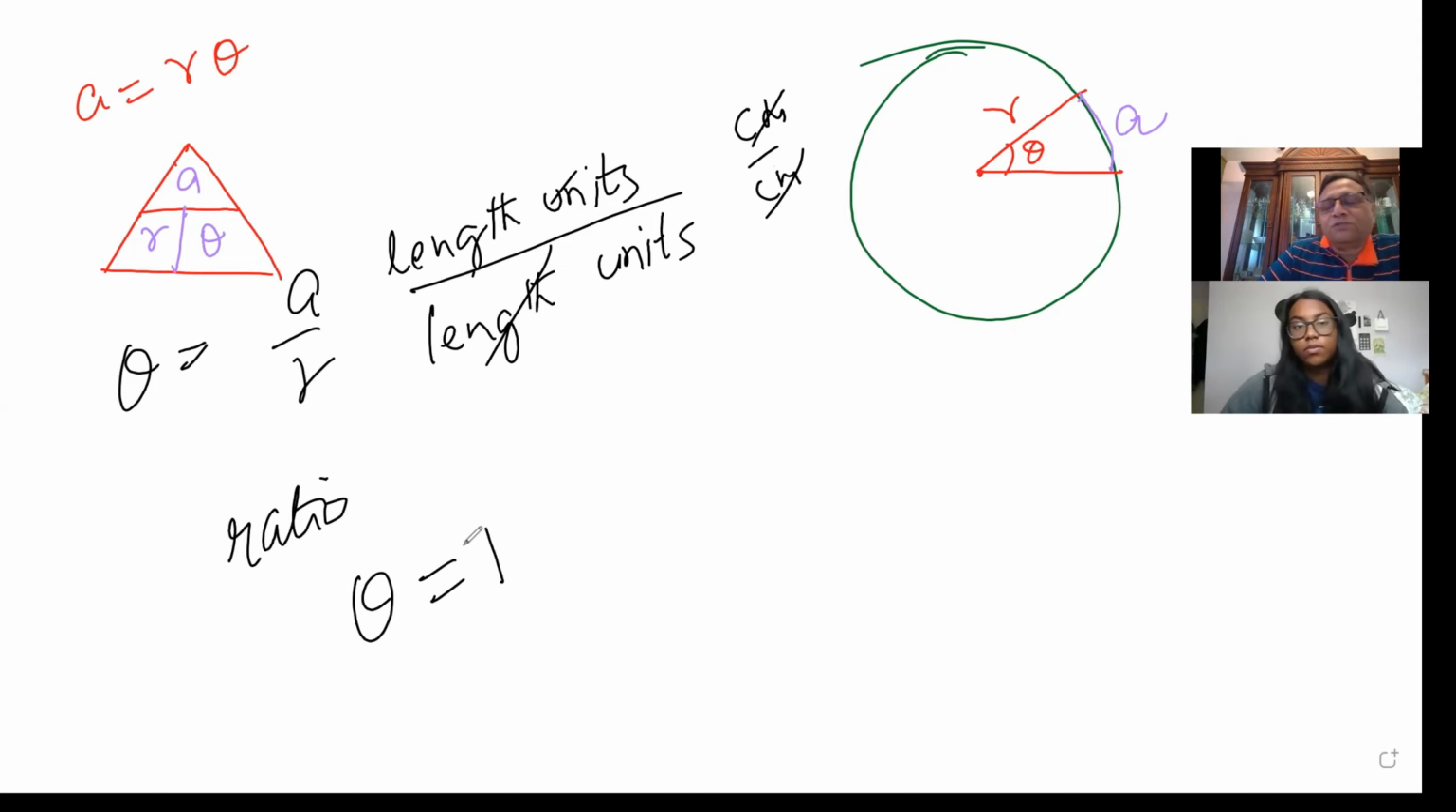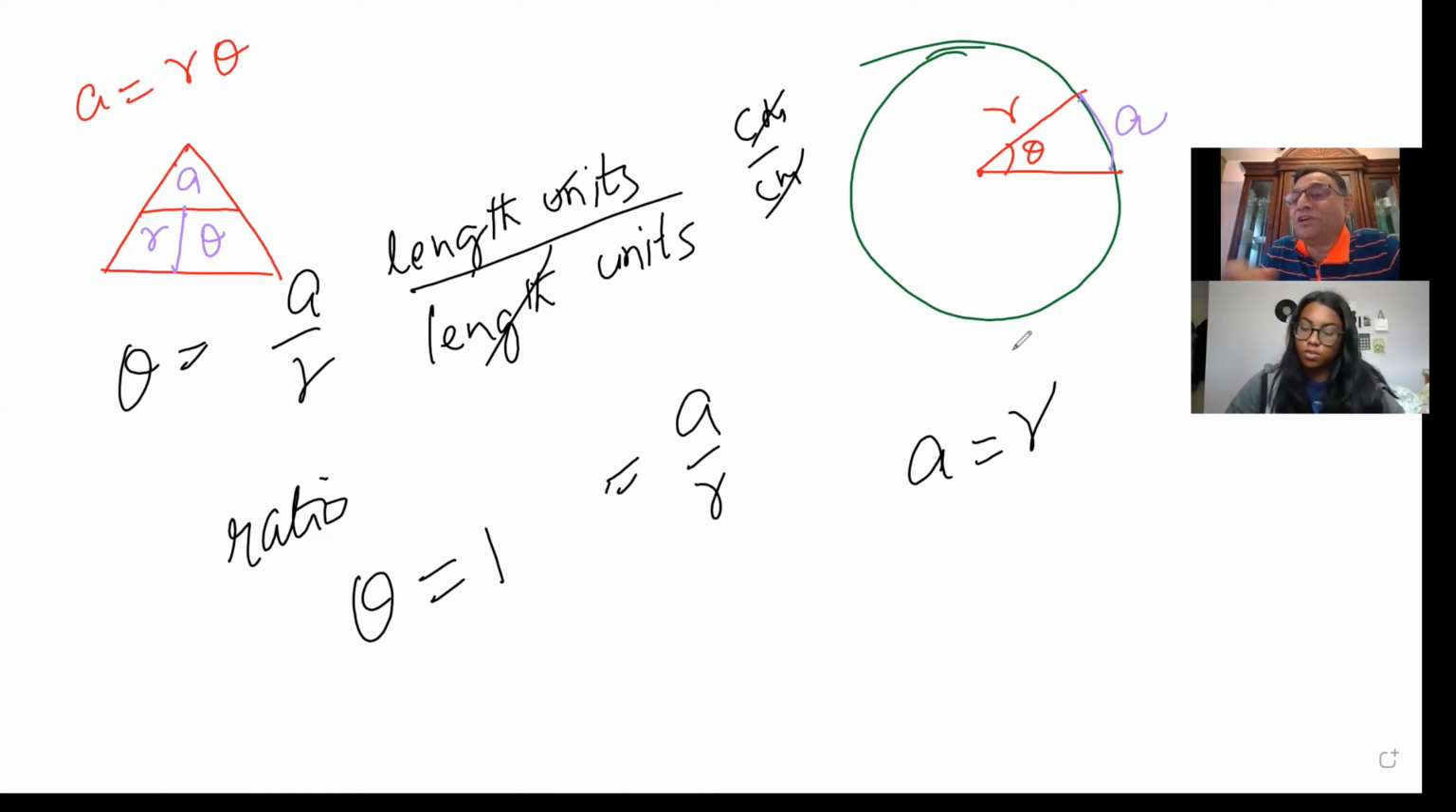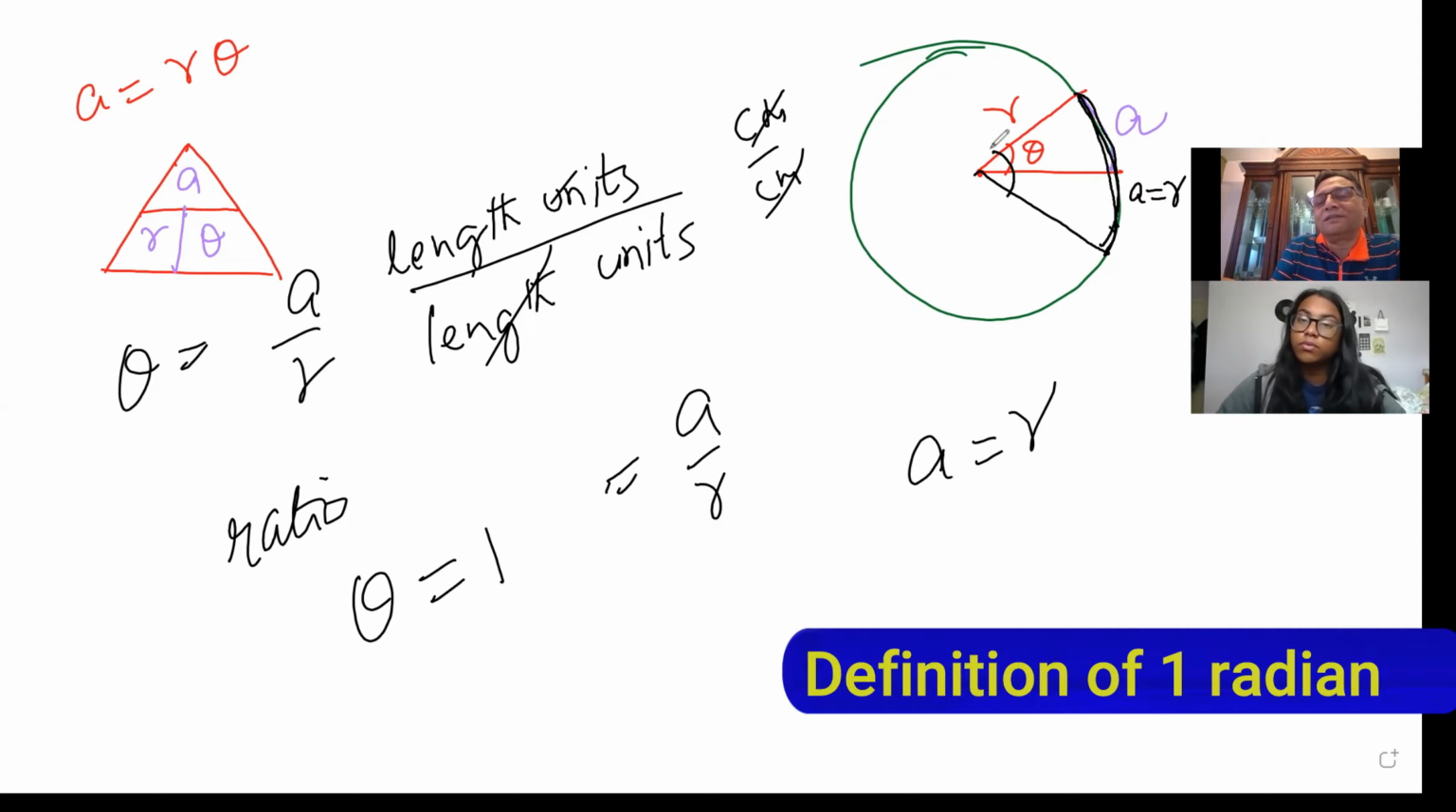Now, theta equals to 1. It means what? We know theta is A over r. Theta equals to 1 radian means that A equals to r. Do you see that? So you can define 1 radian as what? 1 radian is the angle subtended by an arc whose length is same as that of the radius. You get the idea? So if I make this arc same as that of the radius, kind of like this, if A equals to R, in that case, this is 1 radian. Do you see that?